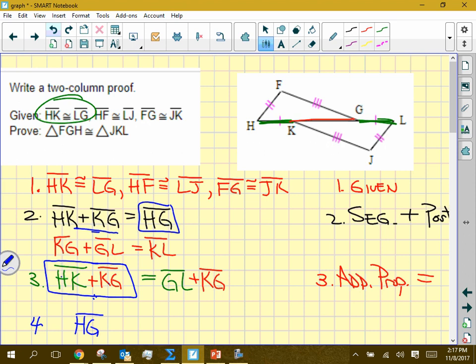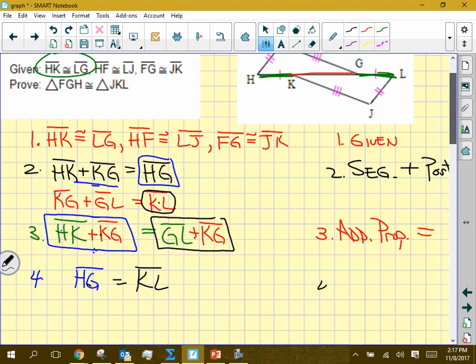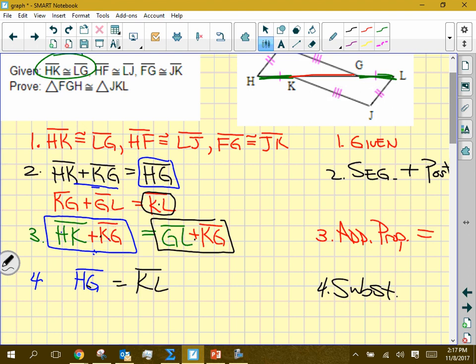Okay? Do we have somewhere in my proof where I've identified GL plus KG as something else? Yes. What have I identified that as? KL. Okay? So I'm going to just replace this blue box with HG, this black box with KL. Now that replacing is just substitution, right? Yeah. Okay, so substitution.